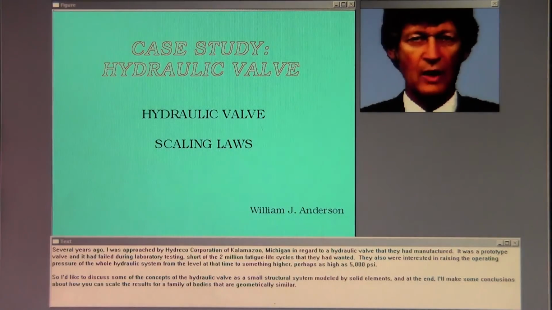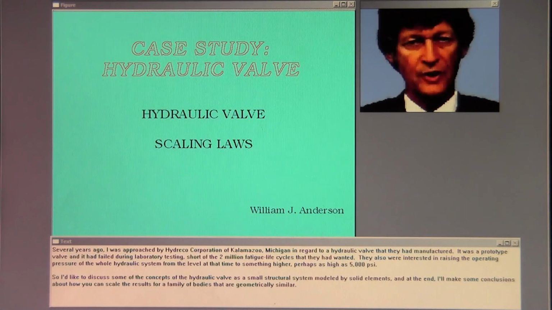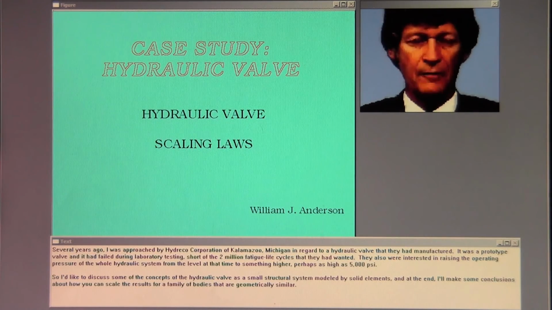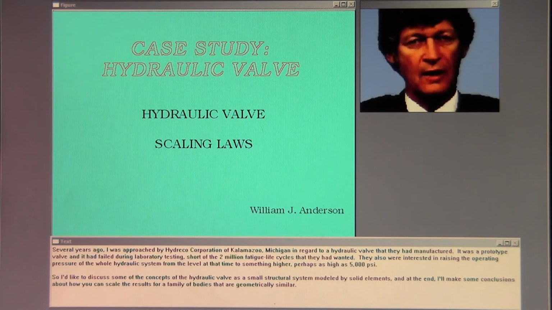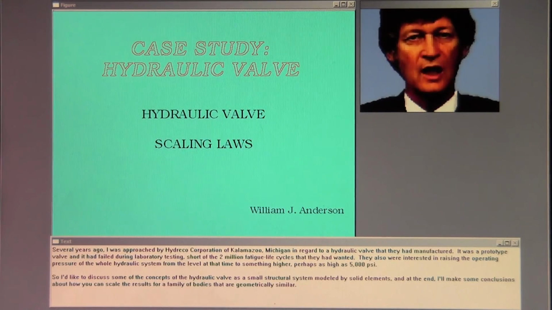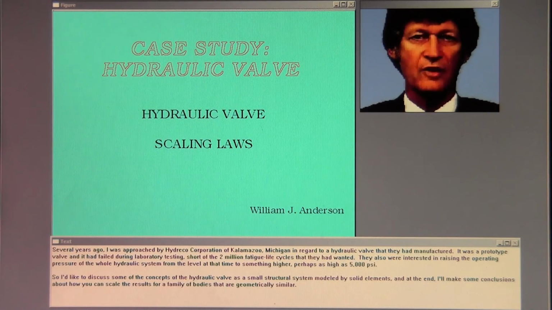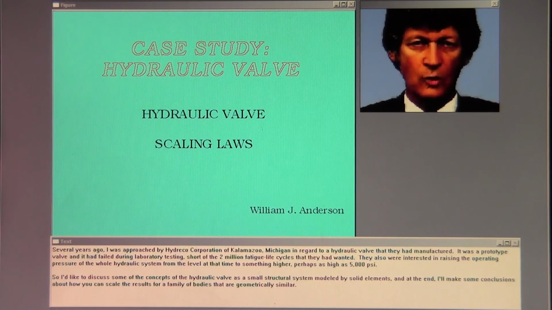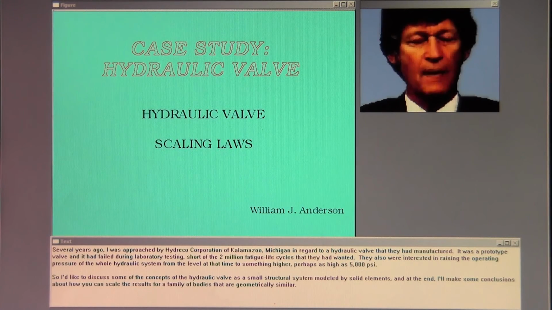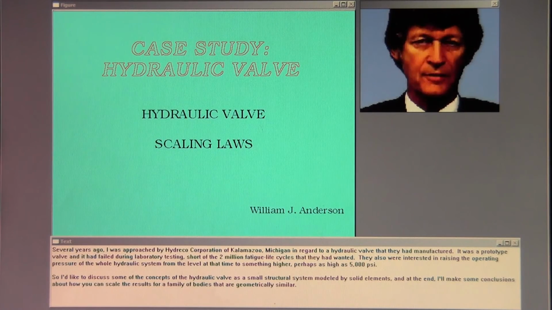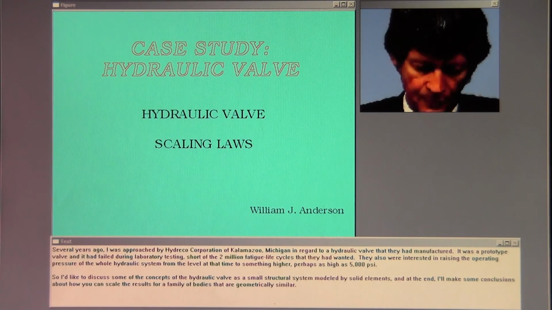Several years ago, I was approached by Hydrico Corporation of Kalamazoo, Michigan, in regard to a hydraulic valve that they had manufactured. It was a prototype valve, and it had failed during laboratory testing, short of the 2 million fatigue life cycles that they had wanted. They also were interested in raising the operating pressure of the whole hydraulic system from the level at that time to something higher, perhaps as high as 5,000 psi.